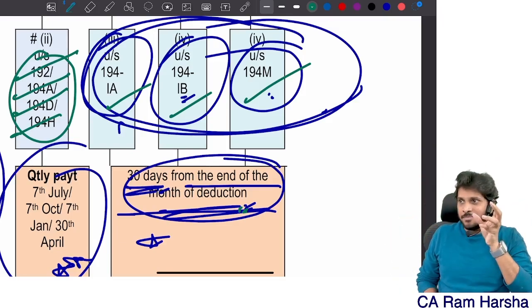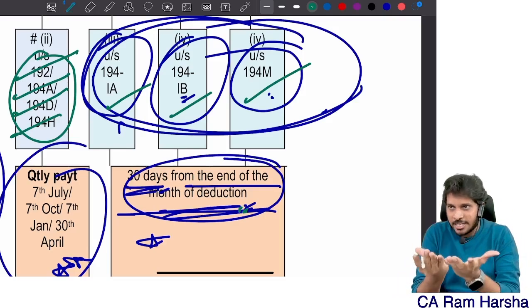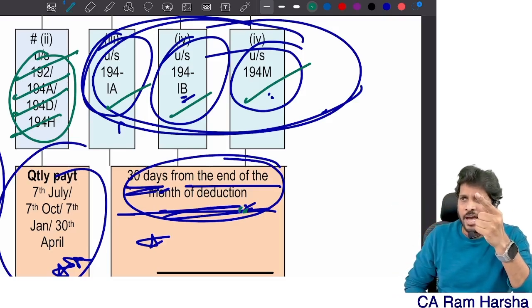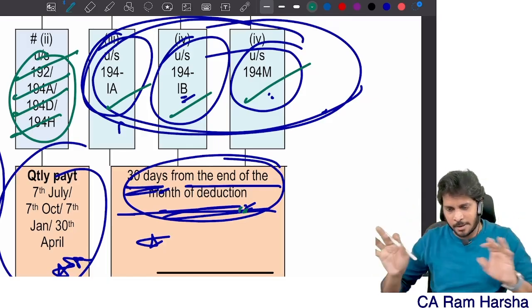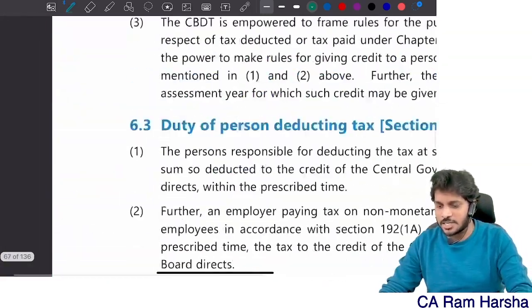So what is the consequence of deduction on the deductee? What do we need to do after deduction? What are the duties of the deductor after deducting TDS? You need to remit and you need to file the TDS statement. That's it. Now let's directly begin with the first one, TDS section 192.